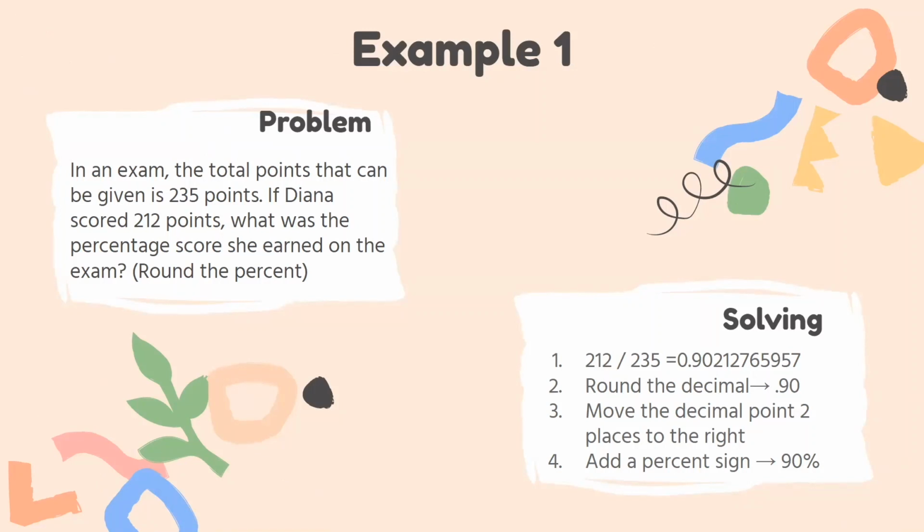Round the percent. The first step is to divide 212 by 235, which equals 0.9021. Then we round the decimal to 0.90. Then we move the decimal point 2 places to the right, or multiply by 100, which equals 90%.